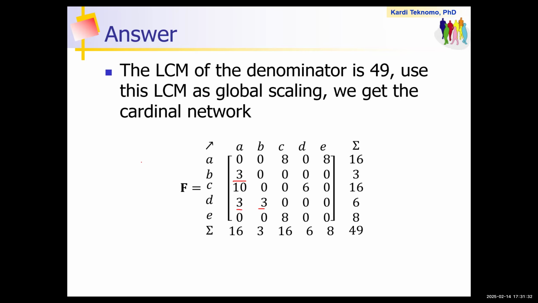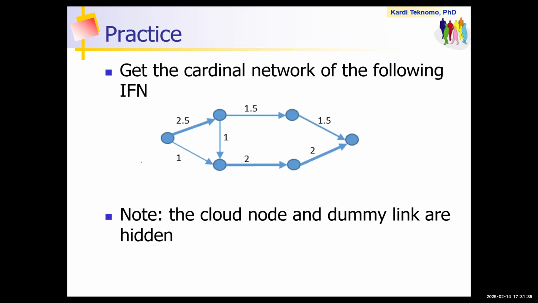Now, in the next few slides, this seems as if this is not IFN, but actually we have a cloud node here, and the cloud node is hidden. There is a cloud node and dummy links, but they are hidden from the view of the person because we are using this to compute a certain part of the network.